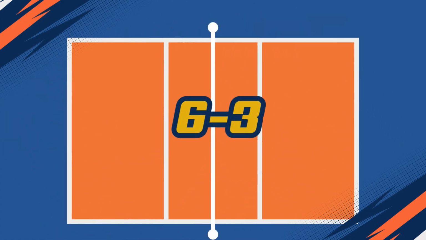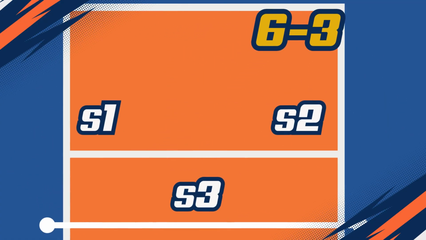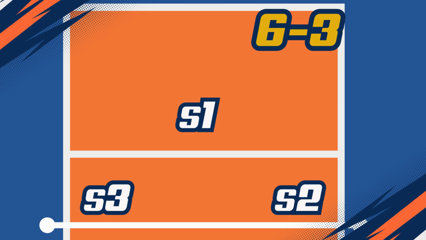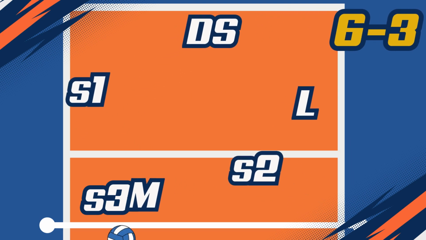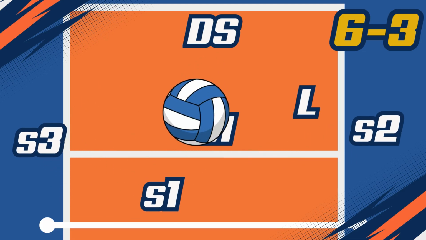The 6-3 offense uses three setters, each setting from the back row for two rotations, and typically hitting when they rotate to the front row, offering more attackers but demanding high versatility.